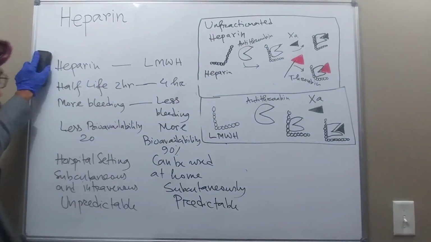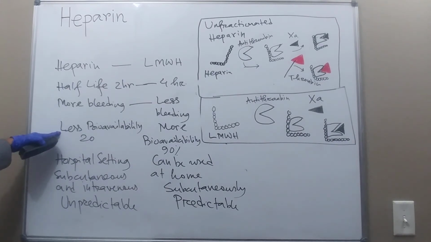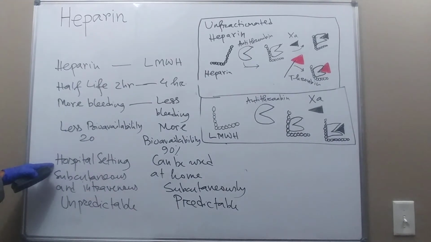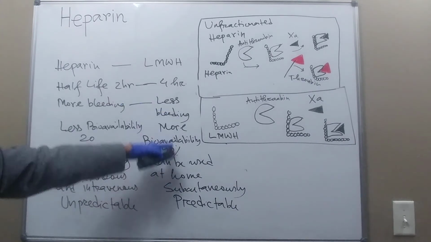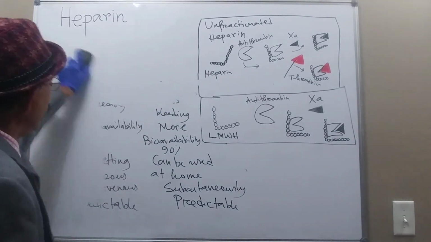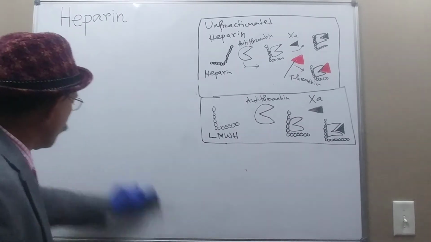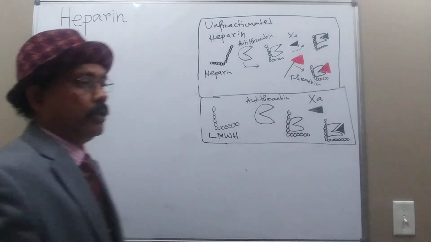So we got the half-life, more bleeding tendency, less bioavailability, hospital setting under doctor's or nurse's supervision, subcutaneous or intravenous both possible, unpredictable. The other is here. Okay, the differences between low molecular weight and the normal regular heparin.